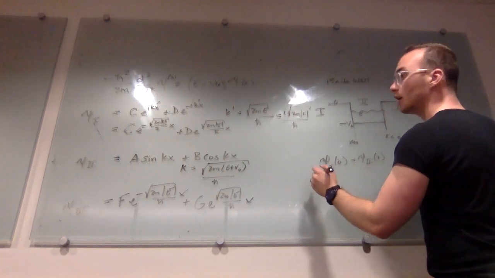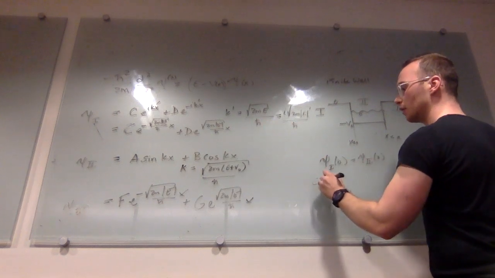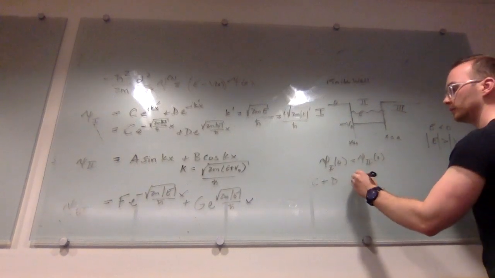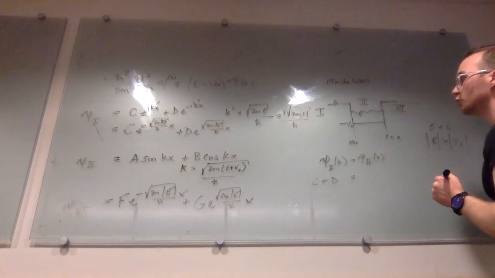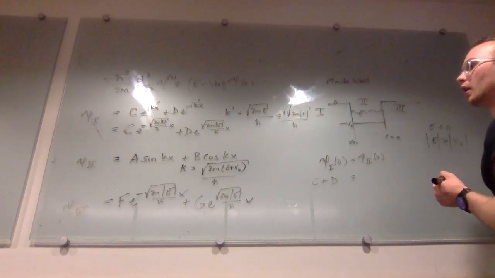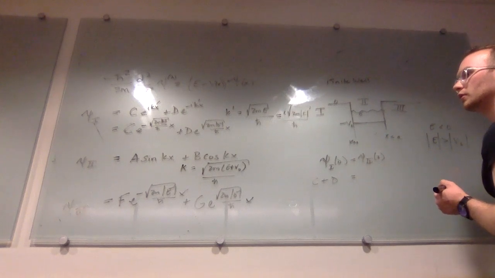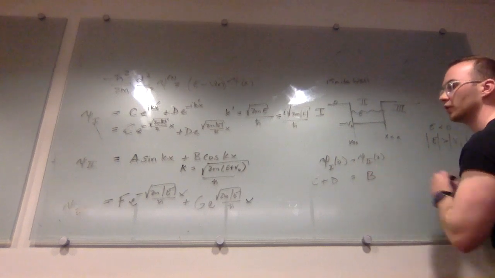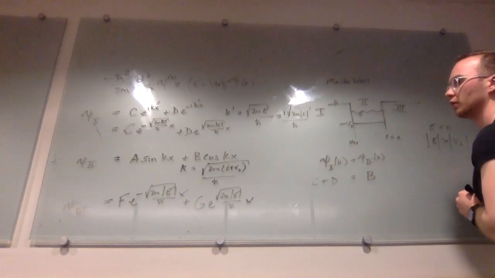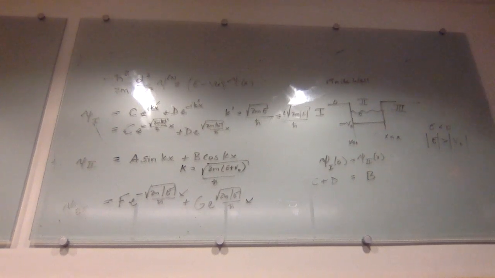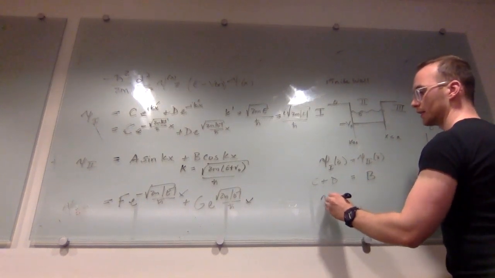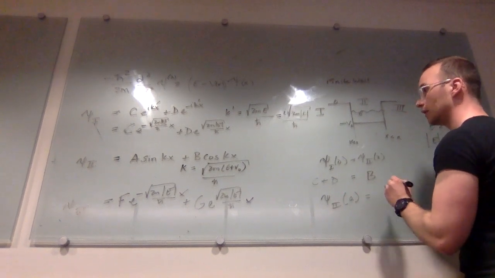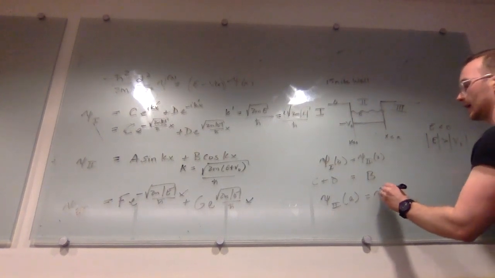What do we get now? We'll plug in 0 and we get c plus d, right? That's psi 1 at 0. And plug in psi 2 at 0 and we get b, right? Okay. And then the other boundary condition, psi 2 at A is equal to psi 3 at A.